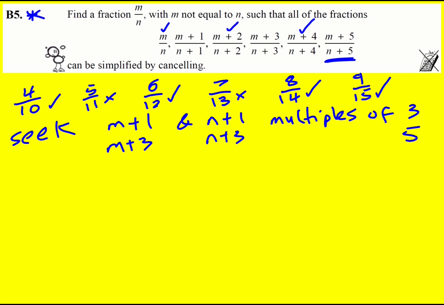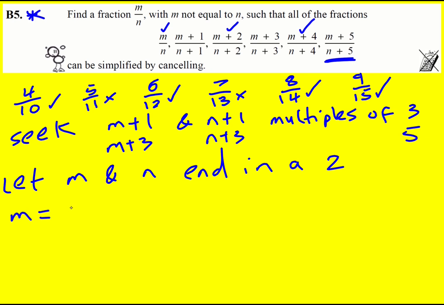So I tried to let m and n end in a 2, because that will mean when I do plus 3, I'll necessarily get a multiple of 5. So if I can find an m plus 1 that's going to end in a 3 and be divisible by 3, then I'm basically there. So I just picked m equals 32 and n equals, sorry, not 63, 62.